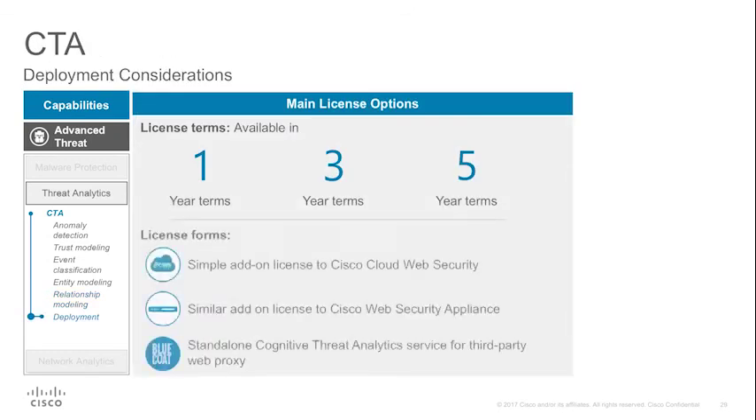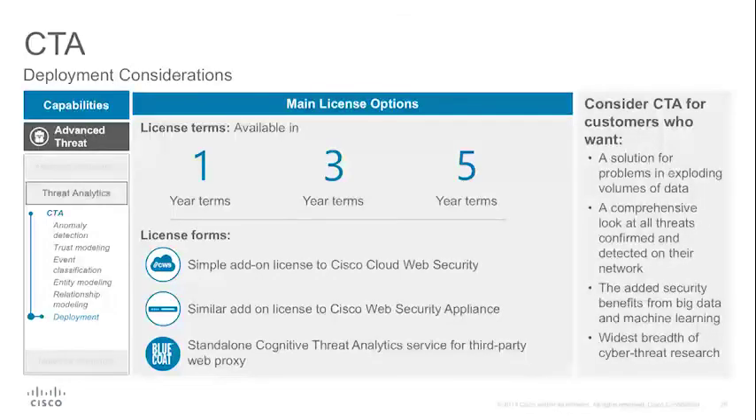The CTA license terms are available in 1, 3, and 5-year subscriptions as a simple add-on to Cisco's Cloud Web Security appliance, or as part of Cisco's Cloud Security Premium. It can also be purchased as a standalone solution that can analyze third-party proxy logs. CTA is for customers looking for a solution that can handle the massive amount of data flowing in and out of their companies and will give them a comprehensive look at all threats confirmed and detected on the network.